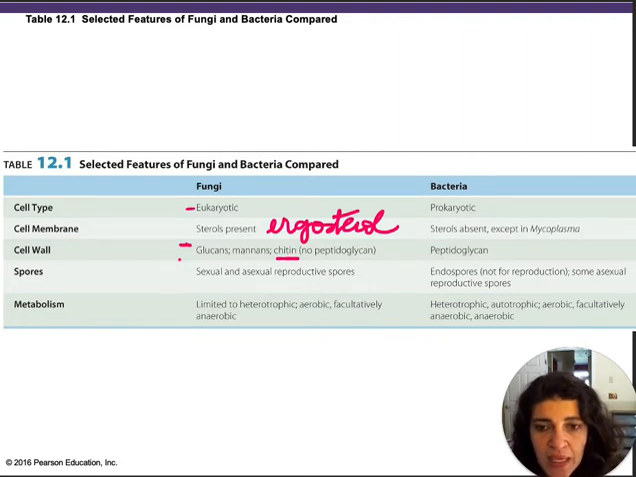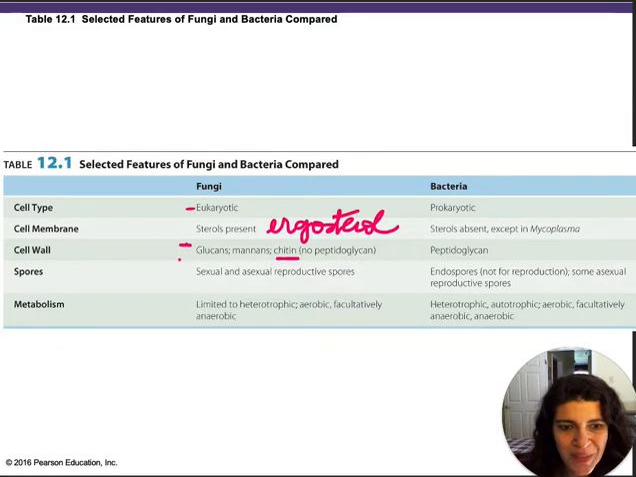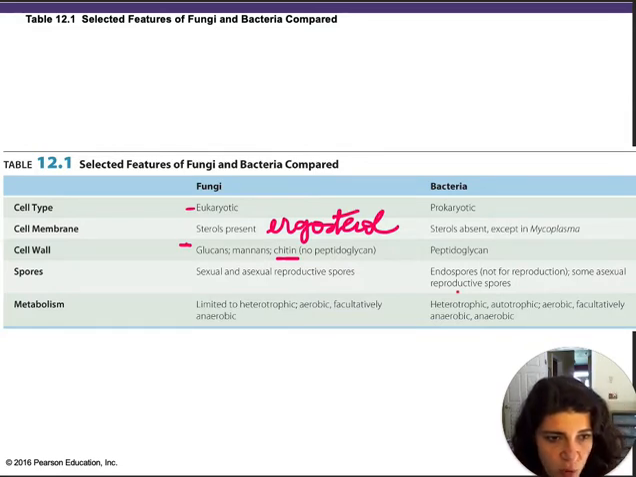Okay, spores. Do they have spores? They do, but that has nothing to do with the spores that we see in bacteria. Spores in bacteria are not for reproduction, the endospores, right? Spores for fungi are for reproduction, sexual or asexual. And I'm going to tell you more about this in a minute.